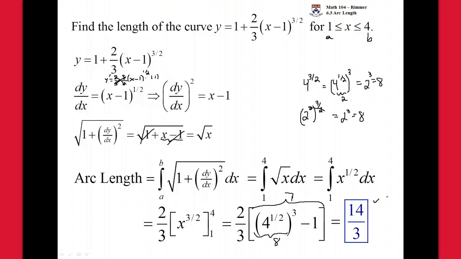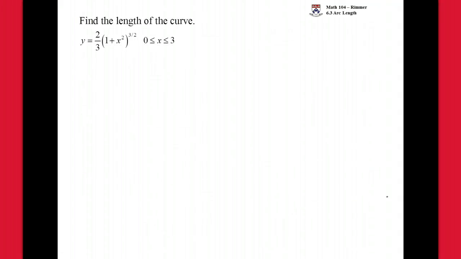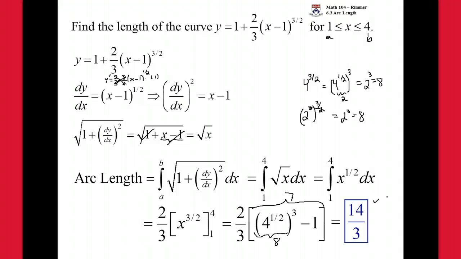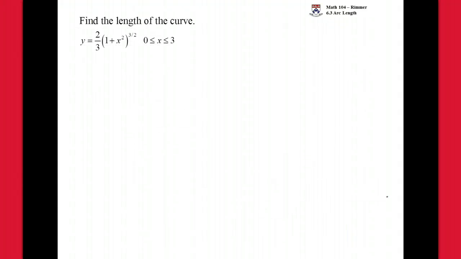Okay, consider that an easy one. And so we'll consider this next one a medium question. It looks the same. I mean, 2/3 is still there. It's still raised to the 3 halves. We're going from 0 to 3. This one's going from 1 to 4. The difference is what's inside. This one has 1 plus x squared, while the other one had x minus 1. The process is the same, though.